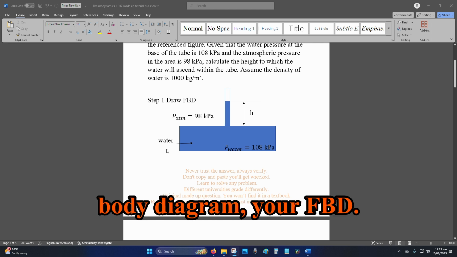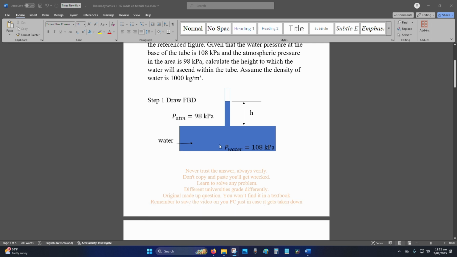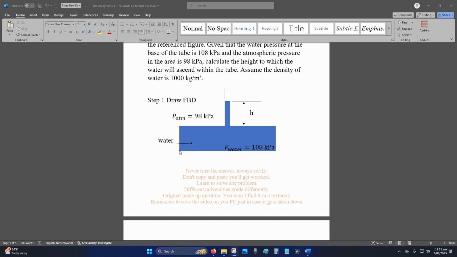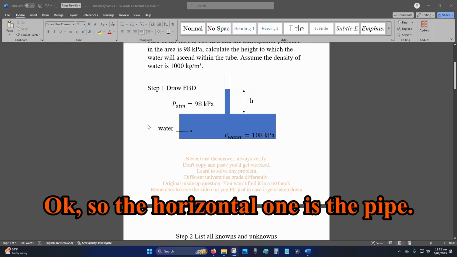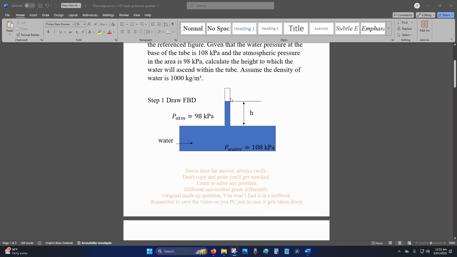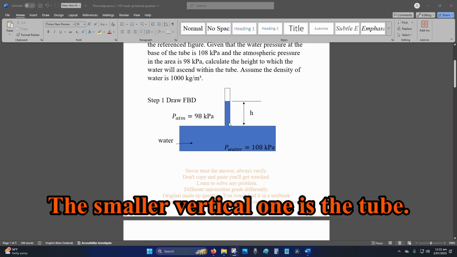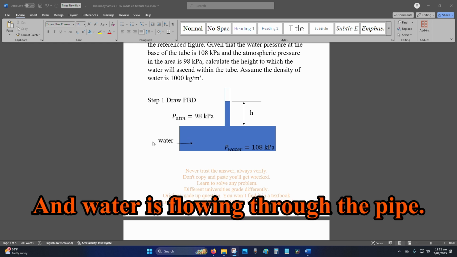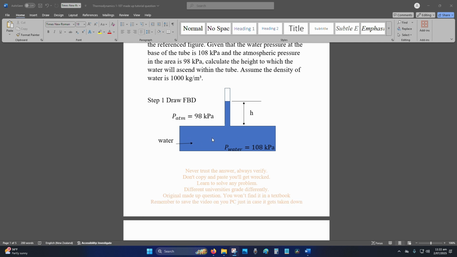Step 1, draw your free body diagram, your FBD. This will help you visualize the problem. Okay, so the horizontal one is the pipe. The smaller vertical one is the tube. And water is flowing through the pipe.